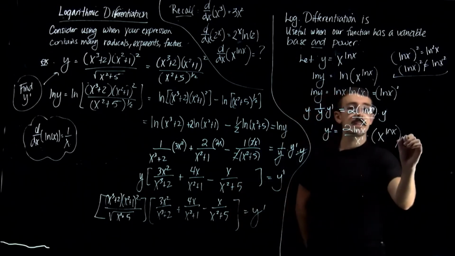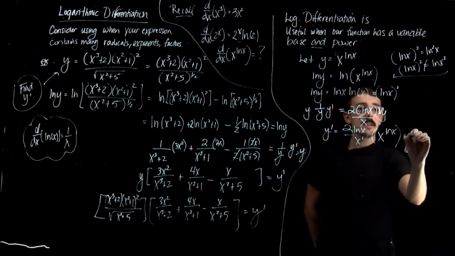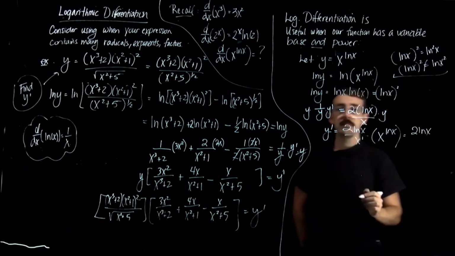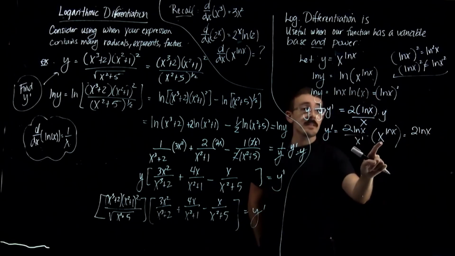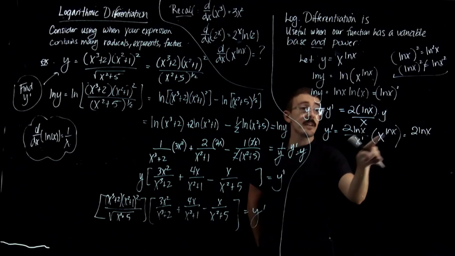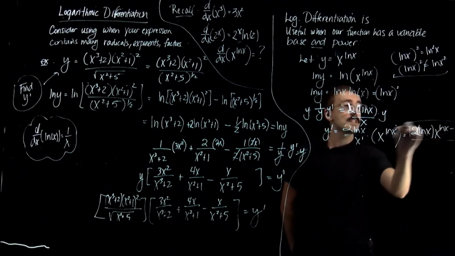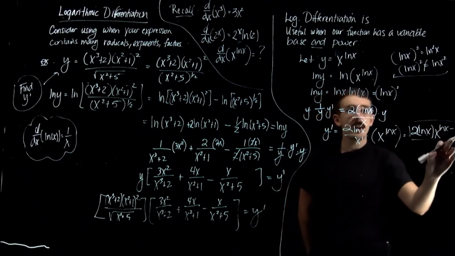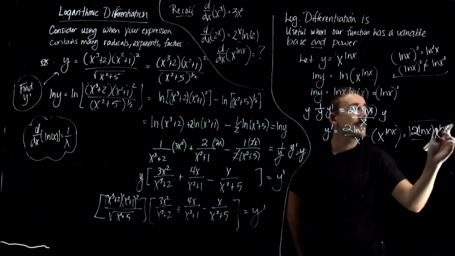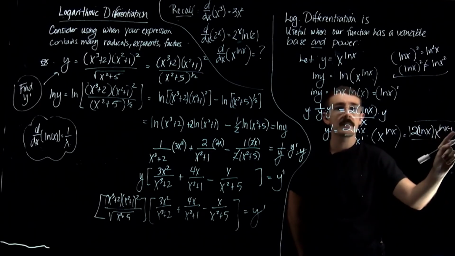If you want, you could simplify this a little more by saying this is 2 ln of x. I have the same base. X is the base, and if you're dividing, you subtract the power. So this is x. So 2 ln of x, x to the ln of x minus 1. So that's just another way to write it. I think it went off screen just a little bit, so I'll put, that says ln of x minus 1.